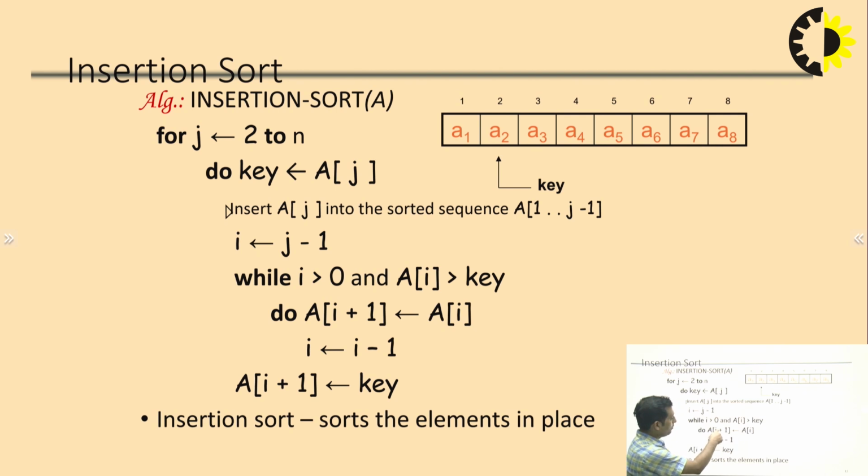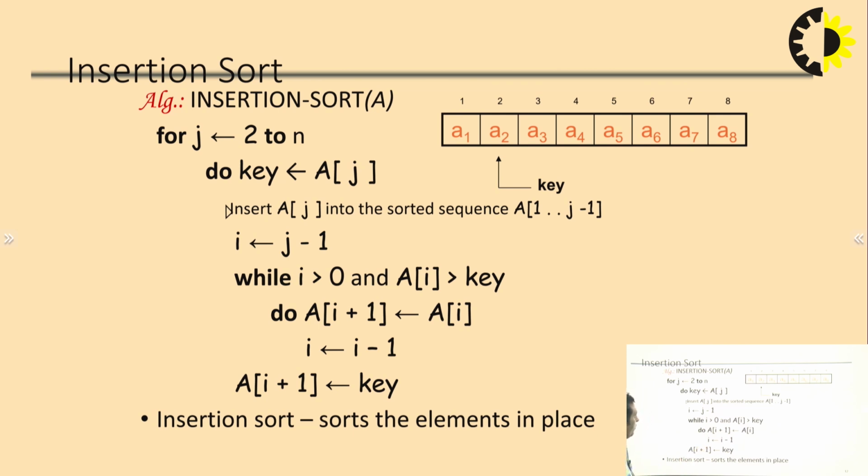Now, if this condition becomes true, we are replacing A[i+1]: we are throwing this A[i] element to the right position, to the i plus 1 position here, and after throwing we are decreasing the ith index. This is in the loop, and after coming outside from this while loop, we are placing our key at the i plus 1 position.